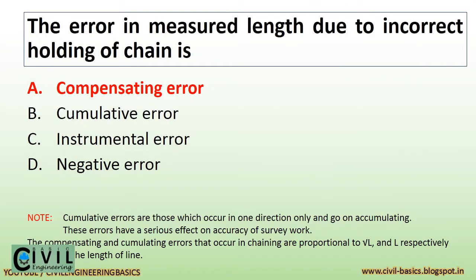The error in measured length due to incorrect holding of chain is compensating error. Note, cumulative errors are those which occur in one direction only and go on accumulating. These errors have a serious effect on accuracy of survey work. The compensating and cumulative errors that occur in chaining are proportional to root L and L respectively, where L is the length of line.